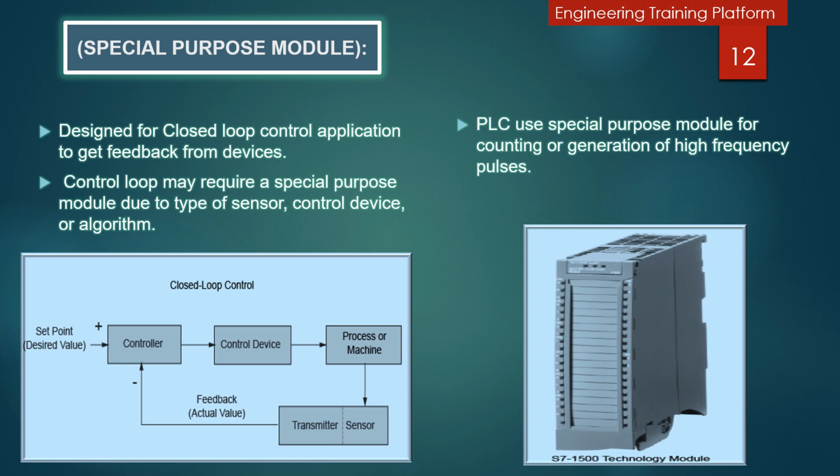In addition to closed loop control applications, PLCs use special purpose modules for controlling or generating high frequency pulses. S7-1500 PLCs have technology modules for high speed counting and measurement applications. You can see in the picture the modules of S7-1500.